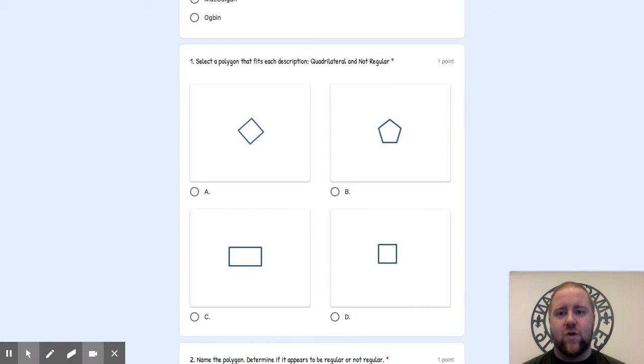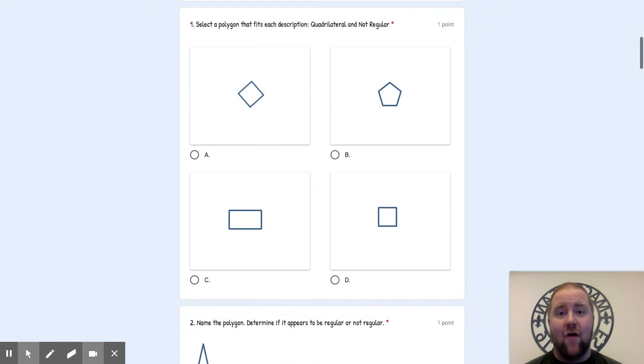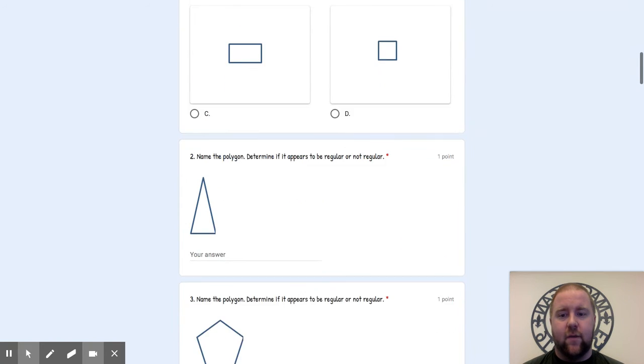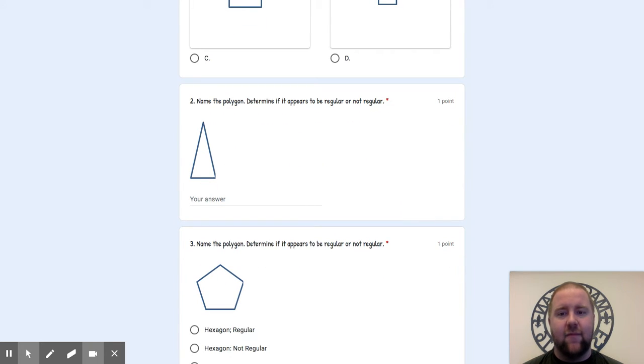Okay, first question, it says select a polygon that fits each description, quadrilateral, but not regular. So you're looking for a quadrilateral, but one that is not regular. All right, number two, same idea. It says name the polygon and then determine if it appears to be regular or not regular. So you're going to be typing in here the name of this polygon and then regular or not regular.